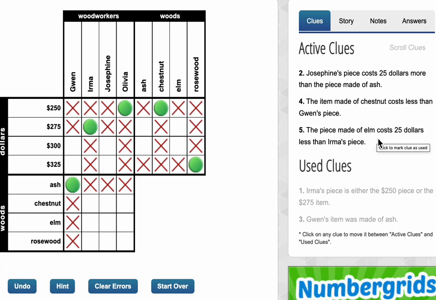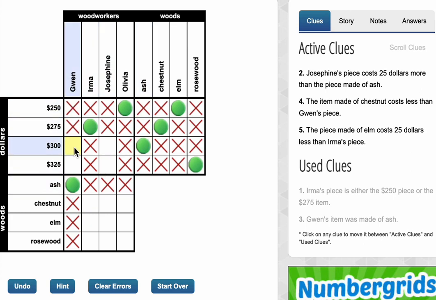Man. I feel like I screwed this up. That's frustrating. The piece made of elm costs $25 less than Irma's piece. I think I put that in as chestnut. I got it backwards. Dang it. It should be that. I clicked on the wrong thing. So that has to be true, and then everything falls into place. That's the unfortunate thing, because if I were in your position, I'd have to start this whole thing over again. All right, anyway, just to finish it up, 300 corresponds with ash.